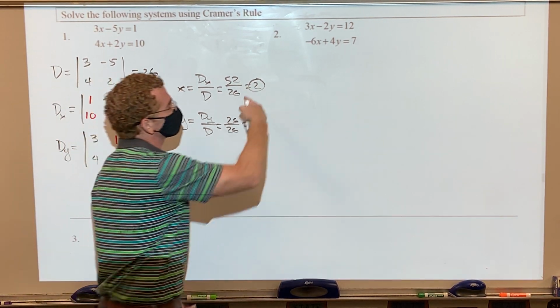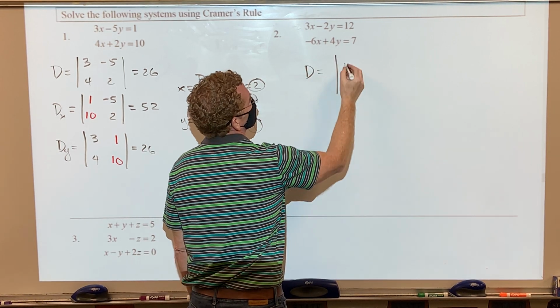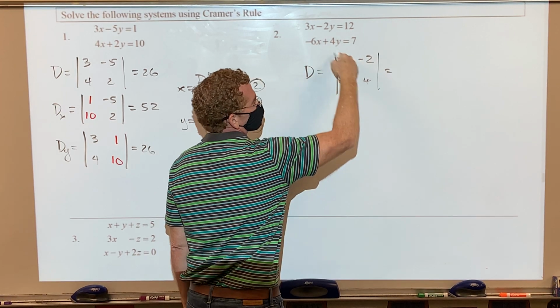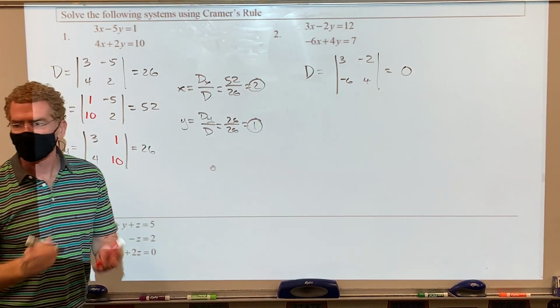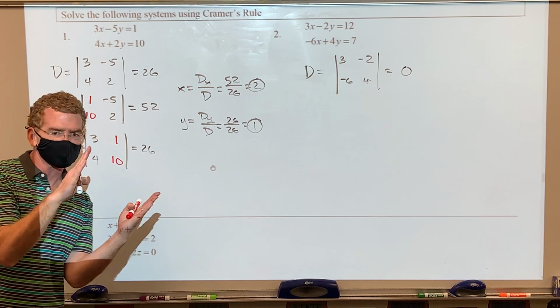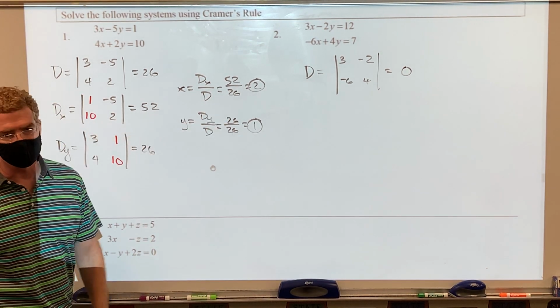But if you just plug along here, and I said Cramer's Rule, check out what happens initially. 3, negative 2, negative 6, 4, 12, minus 12, bam. So right there, I know that the slopes must have been the same. Either they're not the same line, or they are the same line, but I know something's up immediately.